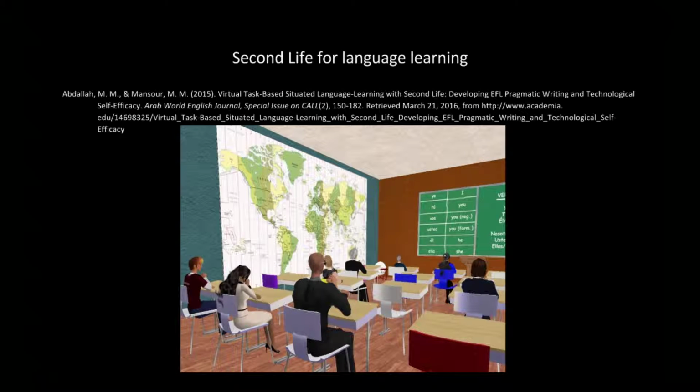Another article by Abdallah and Mansour described how they used a multi-user virtual environment, Second Life, to enhance second language learning. The authors praised the use of a virtual environment because it relieves some of the stress placed on second language learners. But also, a virtual world is persistent. That means students can go back at any time after the learning has taken place and reread all the transactions.